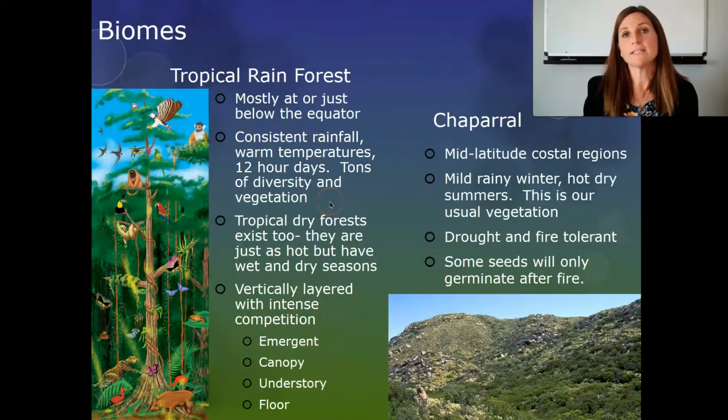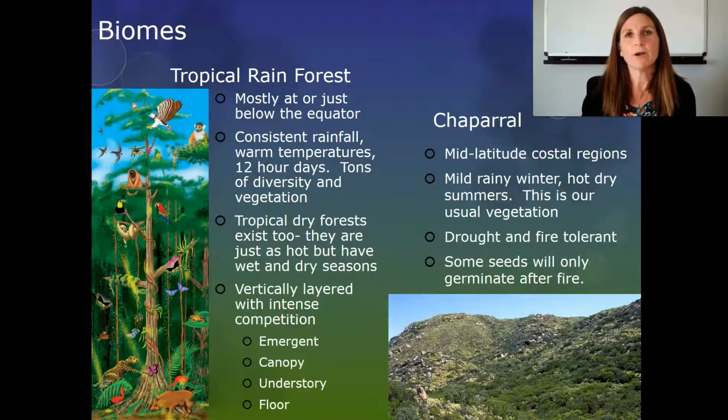What we can expect in the tropical rainforest is consistent rainfall, nearly 12-hour days year-round. That's because it's so close to the equator. Not a lot of seasonality, again, because it's so close to the equator. There are tropical dry forests. Tropical rainforest just means that we have consistent rainfall all year long, where a tropical dry forest would have a wet season and a drier season.